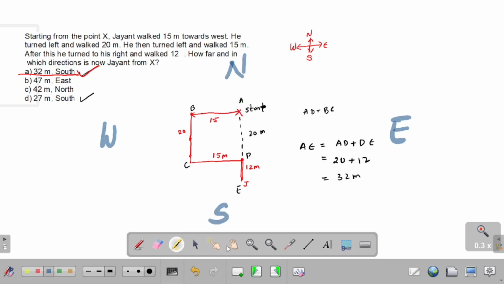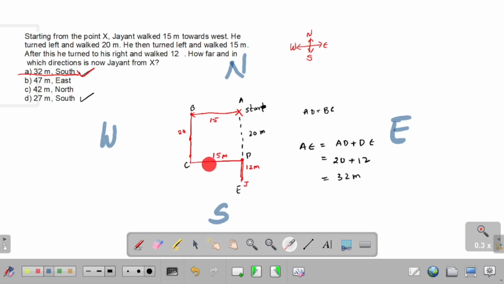Now Jayant is walking towards the west side first. Then after that he turned left. This is his left, right? He turned left and walked 20 meters. Then he turned left again and walked 15 meters.